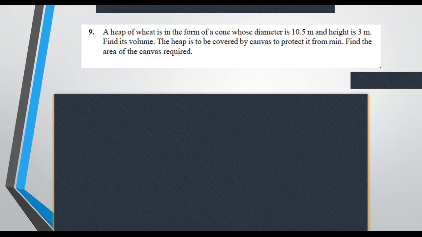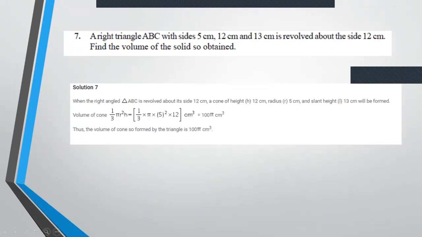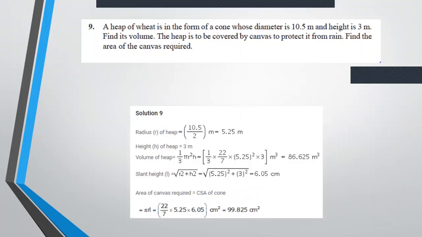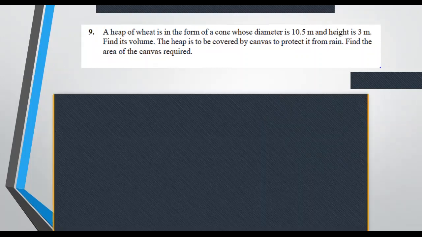Give me the volume, children, first. Oh, the 7th one is there. Oh, you do the 9th one. I'll go back to the 7th one. That's okay. It's very easy. I thought of not doing it with you. Anyhow, do the 9th one, then we'll go to the 7th. Give me the volume of the heap.